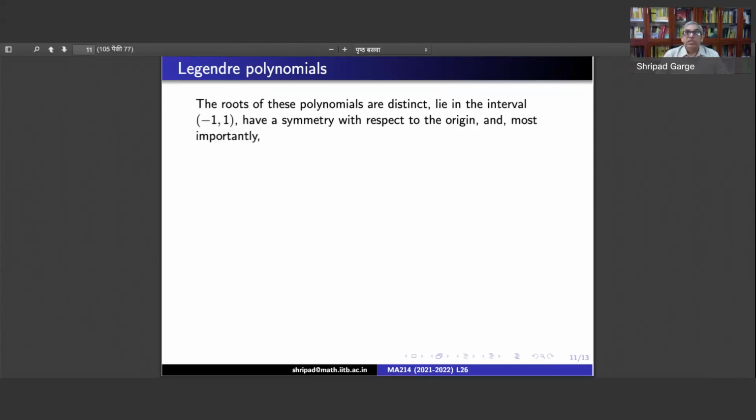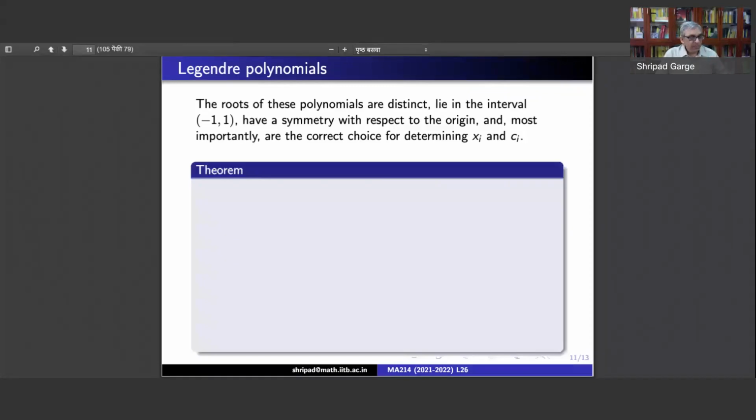And most importantly, they are the correct choice for determining xi and ci. So what do I mean by this? Let's phrase it in the form of a theorem. Take your Pn, take the n distinct roots of the Pn. Remember, Pn are the Legendre polynomials now.